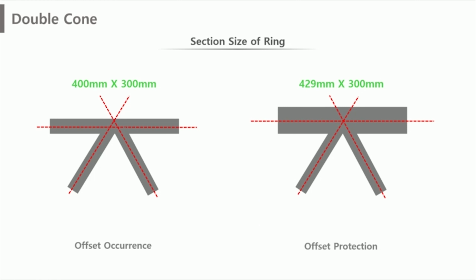The reason for the difference is that the offset between the member axes in the connecting joint is not acceptable. So, the section size of the rings is slightly larger. Size is 429 mm multiply 300 mm.